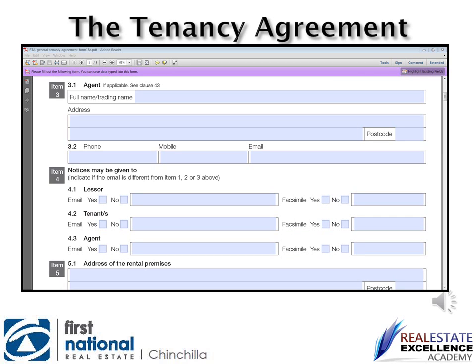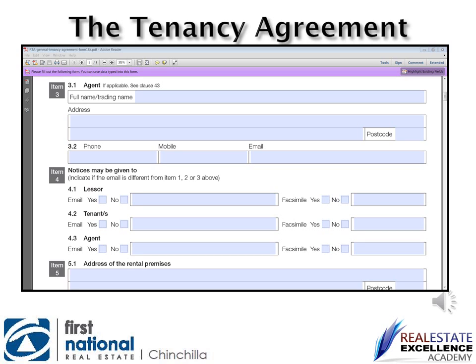Item 3 of the agreement sets out our agency details, our address, phone, mobile and email. Always be sure to keep this contract in a safe place in the event you need to refer to it during the tenancy. Item 4 requests your consent for notices to be issued via email or facsimile.